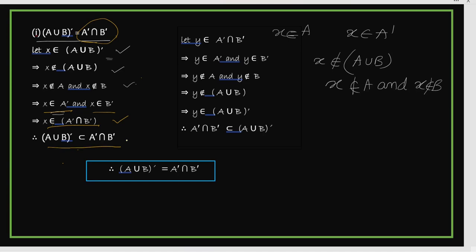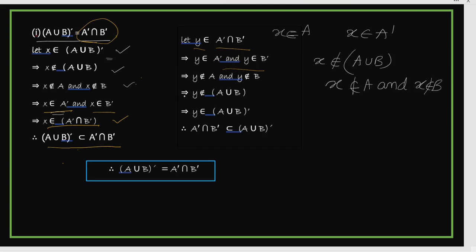Now we'll do what we have to do. We have to prove that the second set is a subset of the first set. Now let another arbitrary element y be an element of A complement intersection B complement, the second set. So that implies what? Y belongs to A complement and Y belongs to B complement.